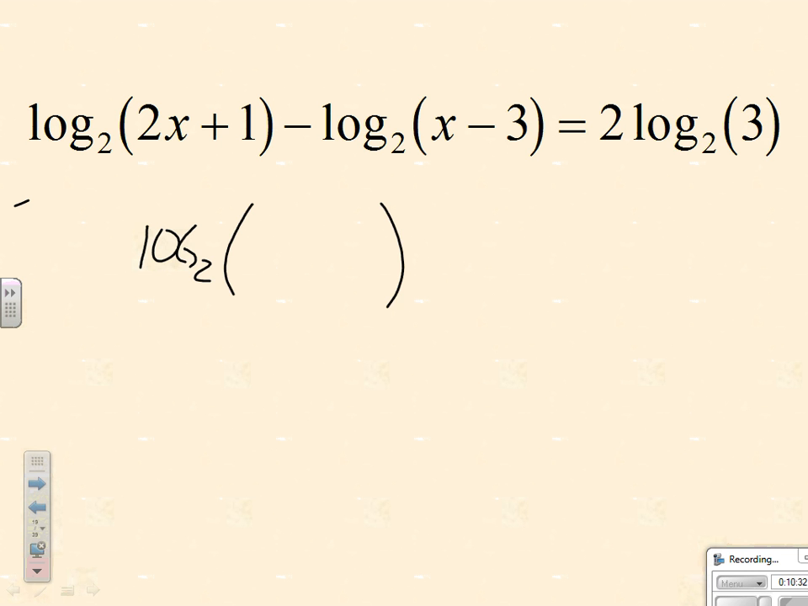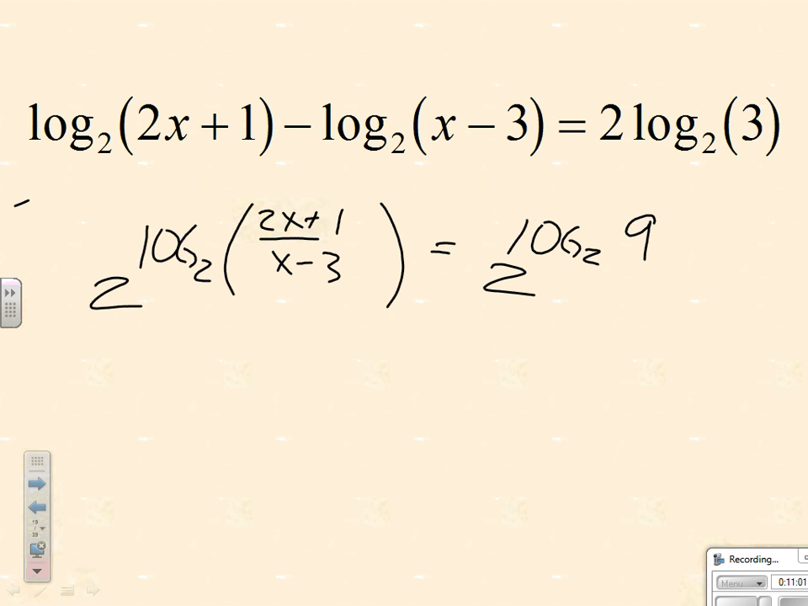Log base 2, subtraction between logarithms is the same as division within: 2x plus 1 over x minus 3 equals log base 2. Again, I'd like to isolate the logarithm. This 2 is a headache for me, so let's slide it back up there and call this 3 squared, or 9. Now that I've got at most a single logarithm on each side, those are going to go away quite easily. 2x plus 1 over x minus 3 is going to equal 9.